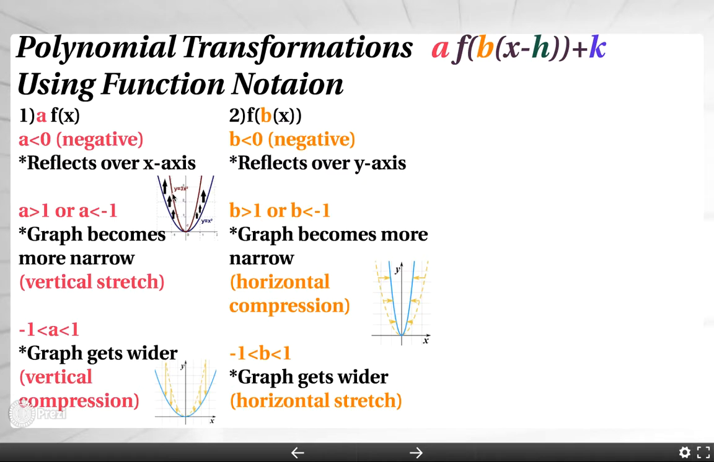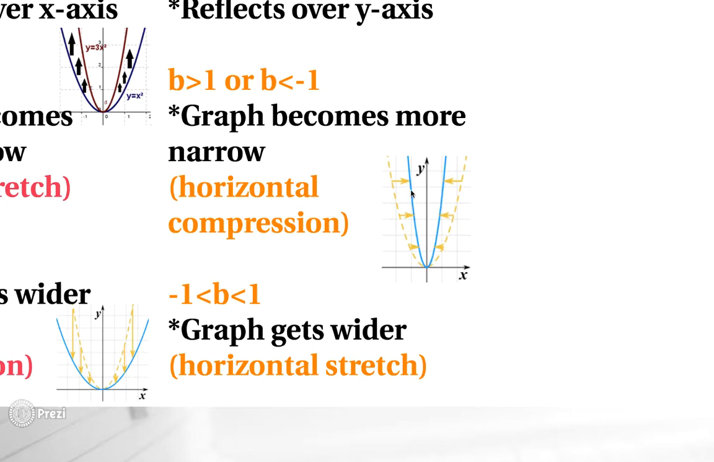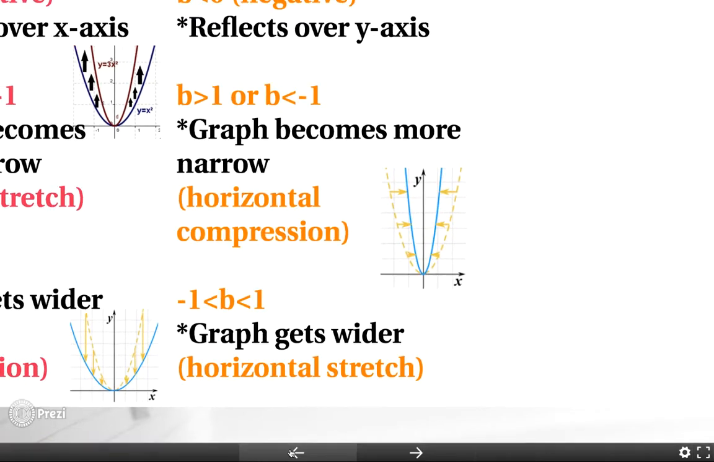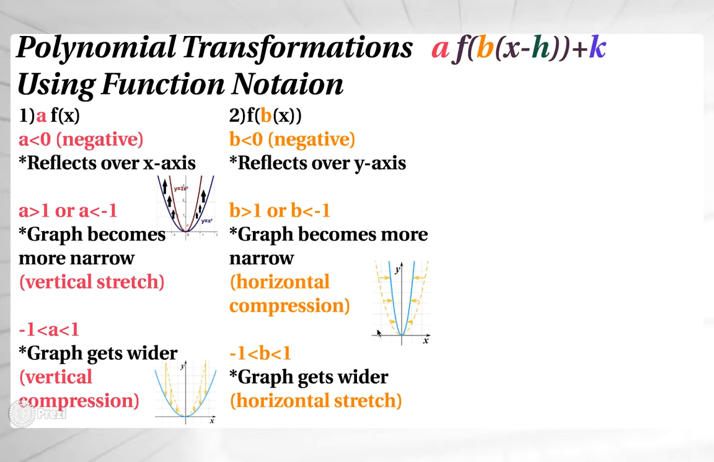So if you see here, the A got skinnier and the B got skinnier, but they're called different things. When the A got skinnier, it was a vertical stretch. When the B got skinnier, it's a horizontal compression. Do you see how the arrows are moving in from the yellow to the blue graph? If I zoom in here, we are compressing horizontally the yellow graph to become the blue graph. So it's getting skinnier, but in a different way than when we had a vertical stretch with the A value. I like to visualize what's going on to know if it's a stretch or a compression.